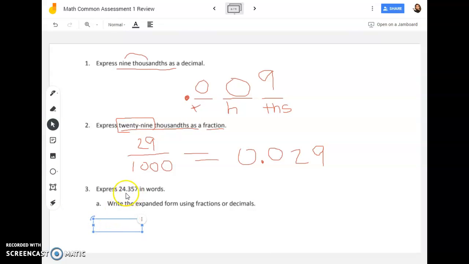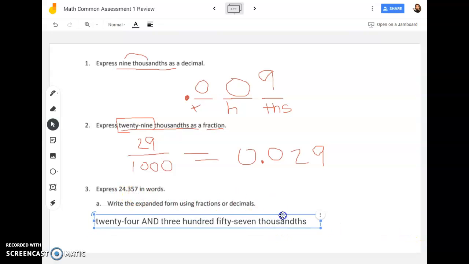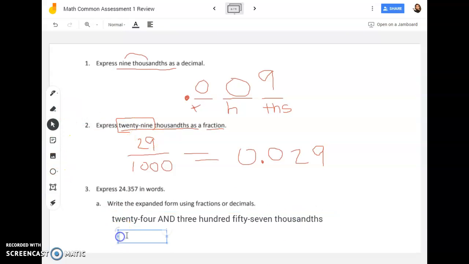Then it says express this number in words. Well, we're going to read it exactly like we would. 24. And remember, what word do we use every single time for the decimal? We're going to use the word and. 24 and 357 thousandths. And then it wanted us to write it in expanded form using fractions or decimals.